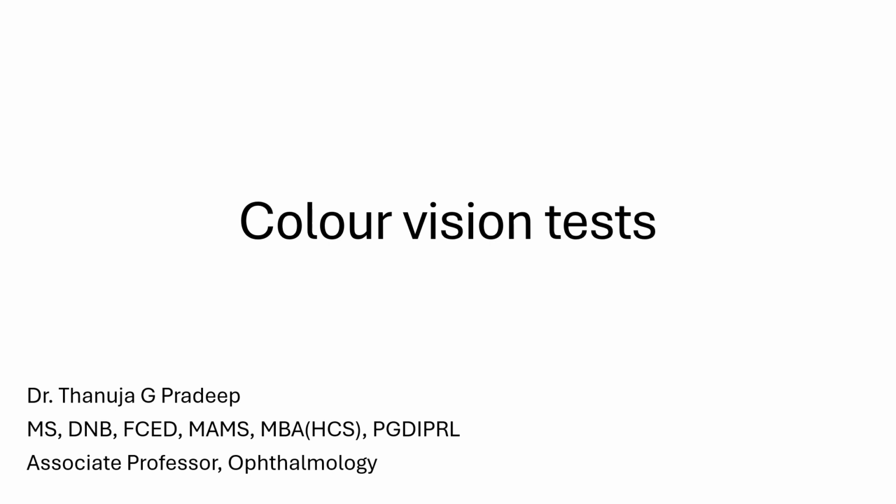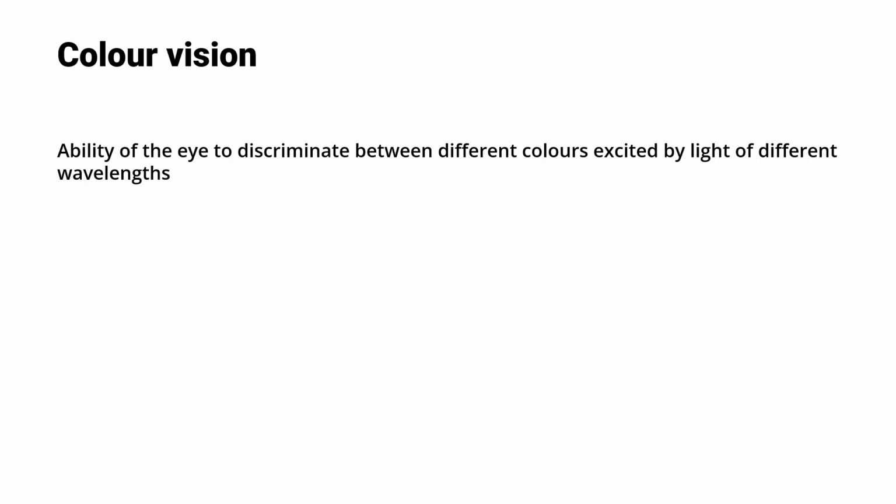In this video, we'll learn about color vision tests. What are the different color vision tests and what should you know as basic information about color vision tests? Color vision is basically an ability of the eye to discriminate between different colors excited by light of different wavelengths. So it's the ability of the eye to discriminate between different colors.